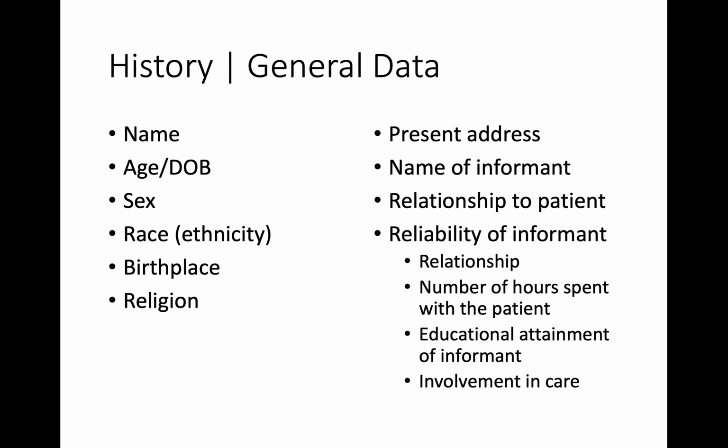To get started on the history, I have shown you here on the screen the general data. I know that you know most of this already. The major differences in the pediatric general data elicitation will be the name of the informant, the relationship to the patient, and the reliability of the informant. Now, reliability is based on the following: relationship to the patient, the number of hours that the informant spends with the patient, the educational attainment of the informant sometimes, and of course, and most importantly, the involvement in care of the informant with the patient.